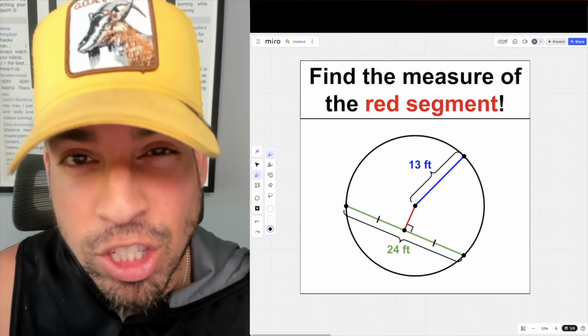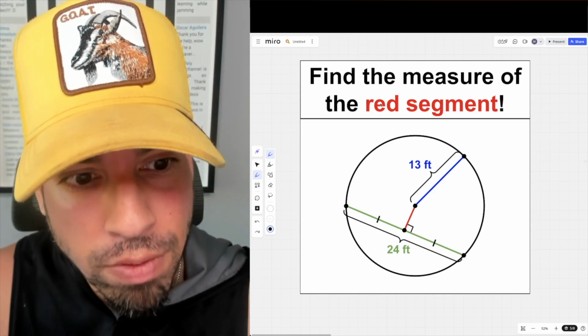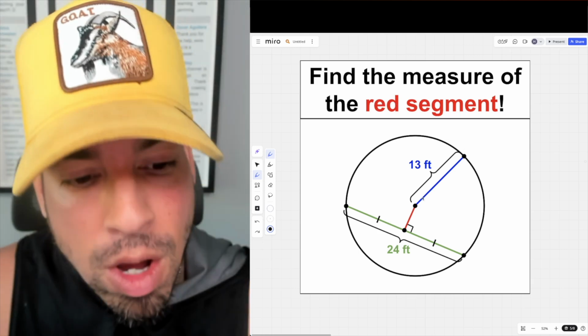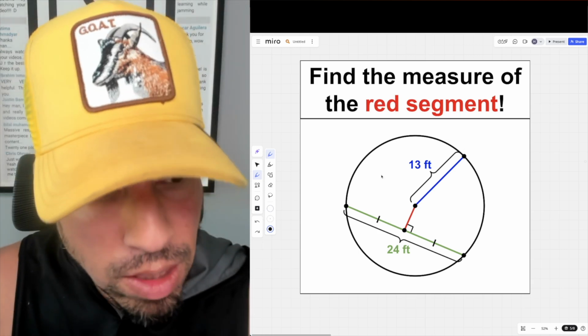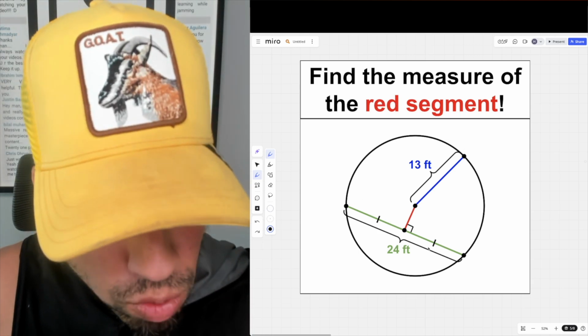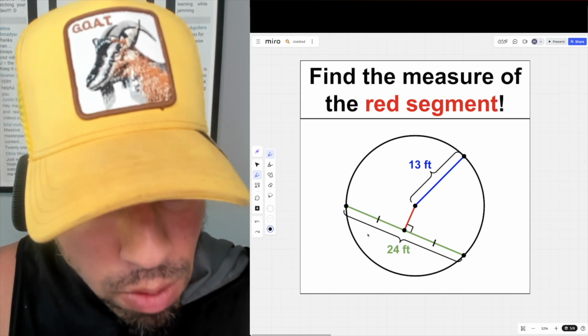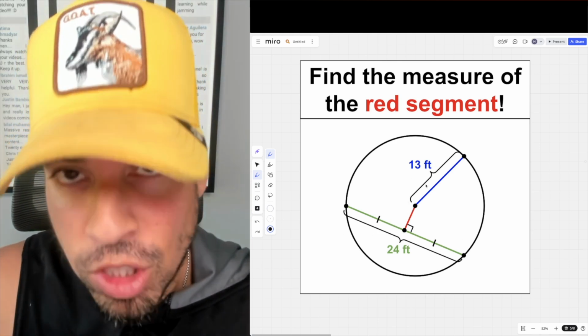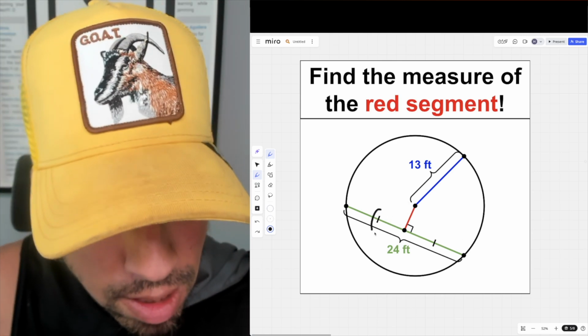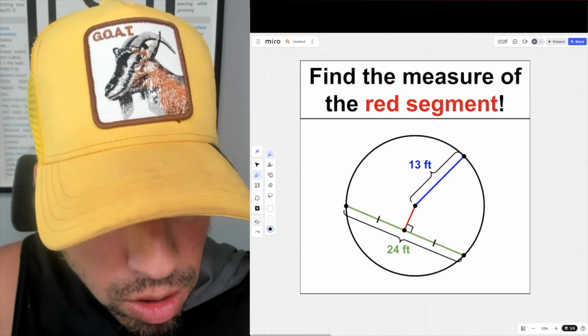In this one, the question is as follows. Find the measure of the red segment. So here we have the blue segment, which is 13 feet. We have this nice circle, and then we have this green segment, which is 24 feet. Again, if you know geometry notation, this means that these two segments are congruent.